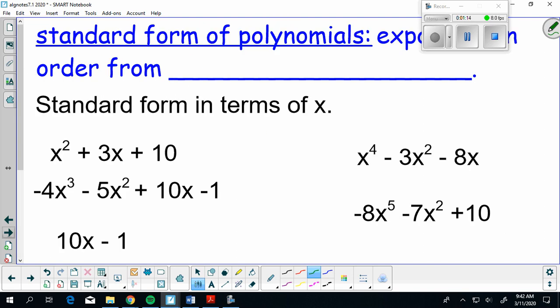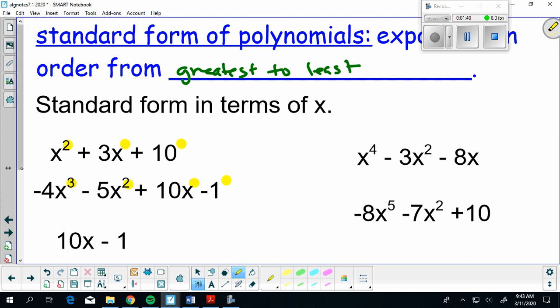Okay, standard form is where you write the exponents in order from least, nope, backwards. Write the exponents in order from greatest to least. So all of these examples down at the bottom are in standard form, and you're just looking at the exponent. 2, 1, no exponent. 3, 2, 1, no exponent, and so on and so forth.